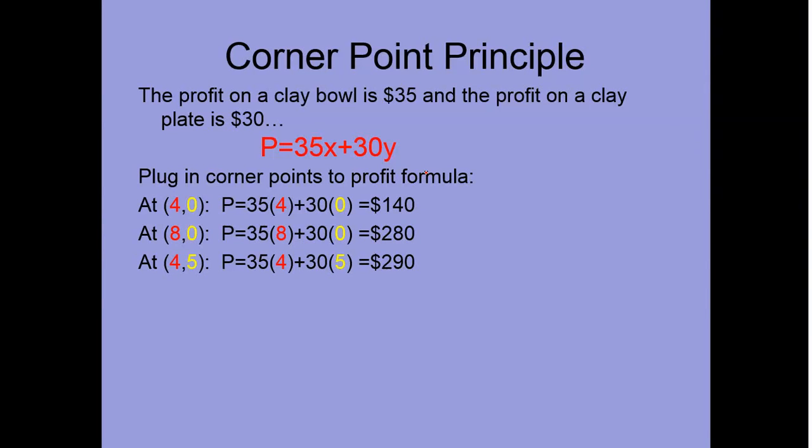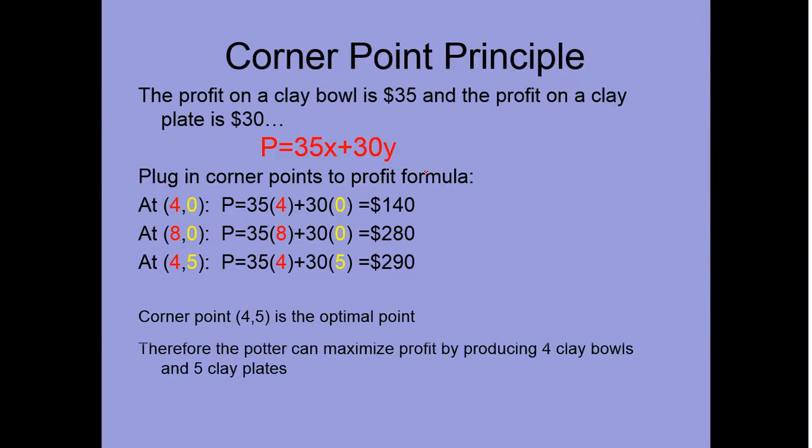So we know that the corner point of 4, 5 is the optimal point. He made the most money on there. So of course we're going to build 4 clay bowls and 5 clay plates. Therefore, the potter can maximize his profit by producing 4 clay bowls and 5 clay plates for his business.